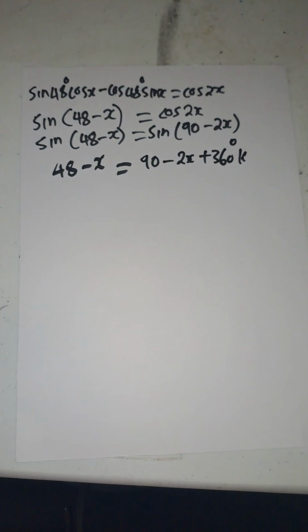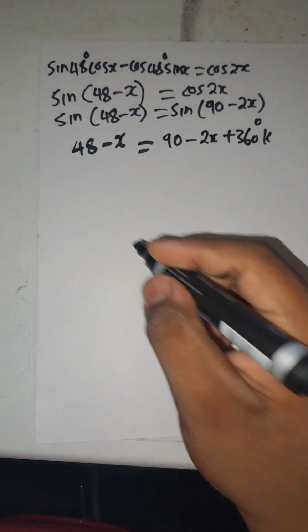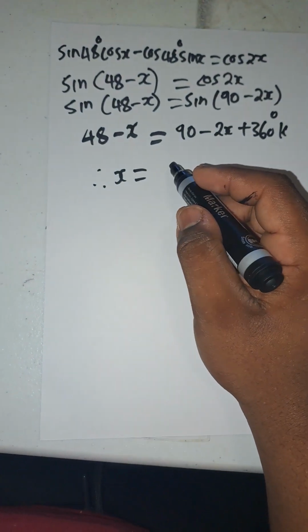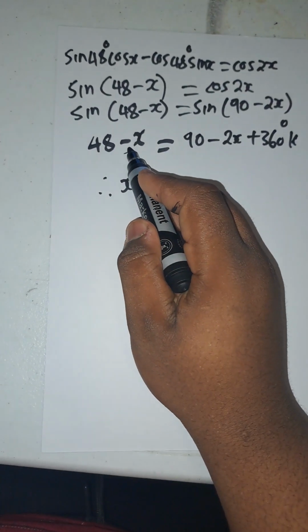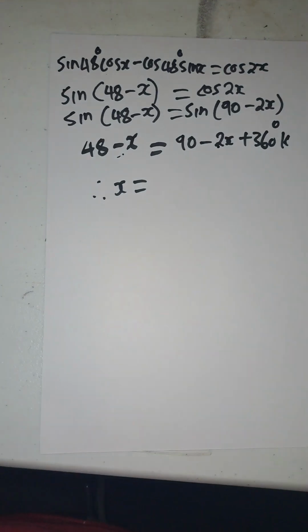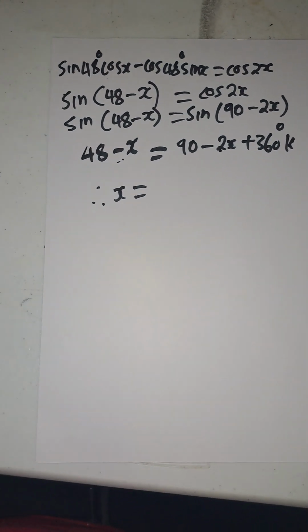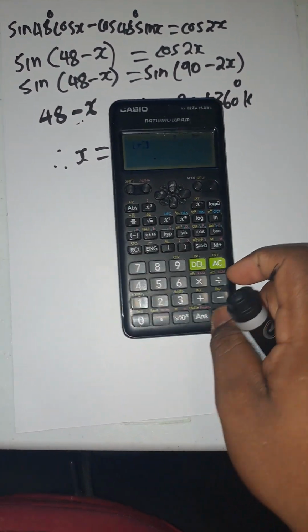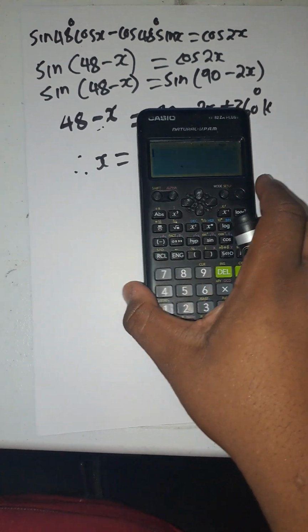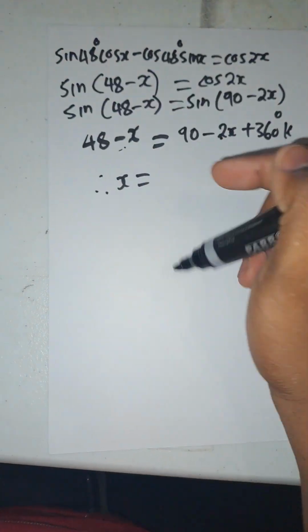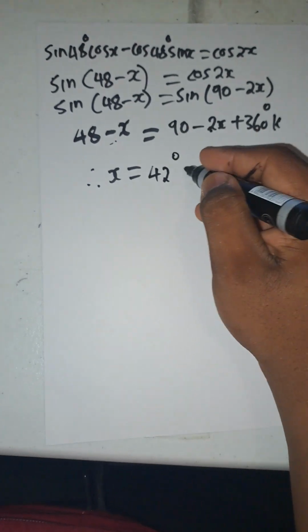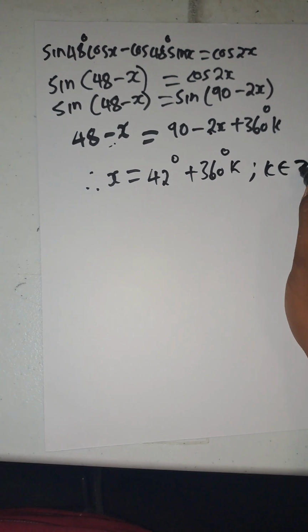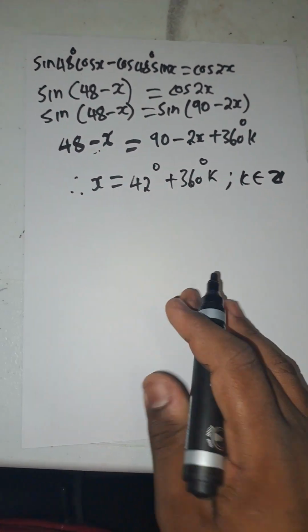It is now the first quadrant. So therefore, x is equal to negative 1 plus 2. Okay, so what is negative 1 plus 2? I'm solving negative 1 plus 2, it is 1. Can you see it? And then 90 minus 48, it is what? 42 degrees plus 360 degrees k, where k is an element of that. Don't forget this one, it has a mark.